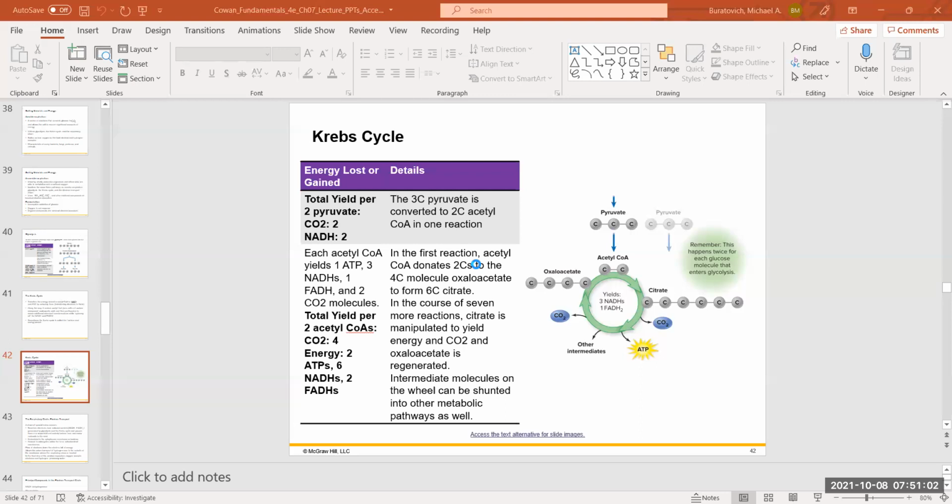Brooke? 2 ATP, right? And that's net. You actually have to burn 2 ATP to prime the pump. You actually make 4, and 4 minus 2 is 2. So you make 2 net ATP. All right? Name me another thing that comes out of glycolysis.